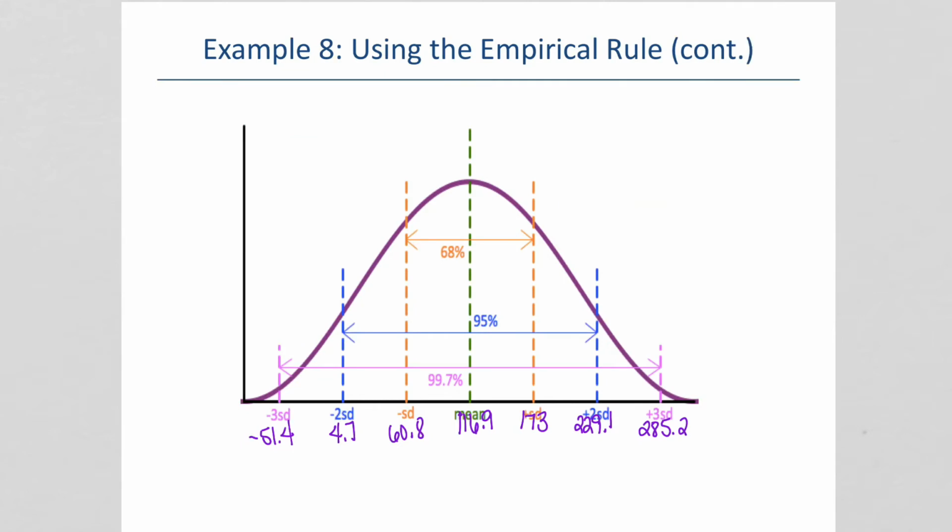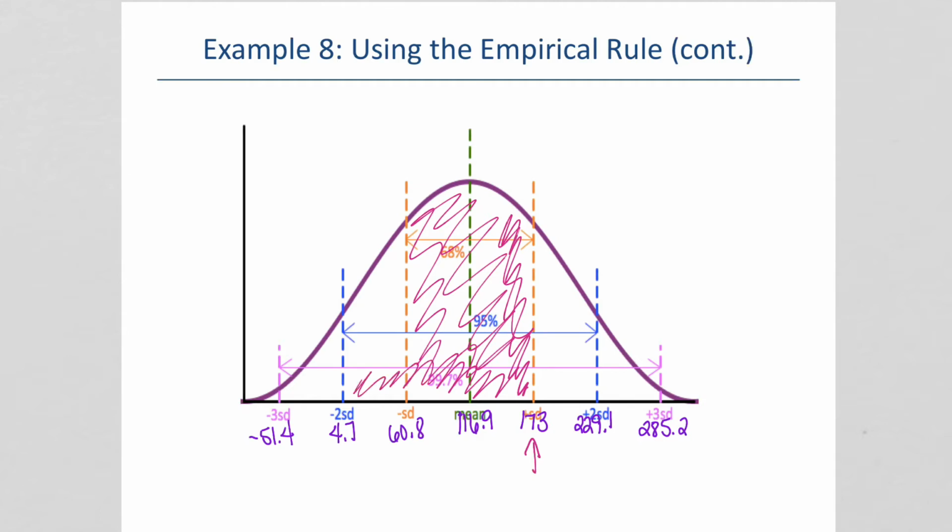And I found my picture. I've updated it. Okay, so here's 173, and we want less than that. Now, we're not going to include down to the negative 51.4. So we're going to stop at 4.7 minutes. So this is what we want. We want that shaded region.